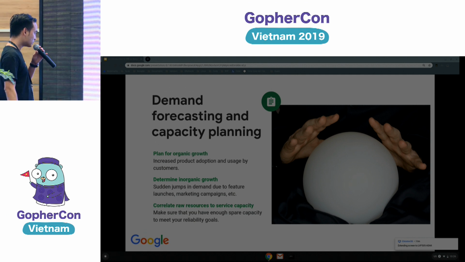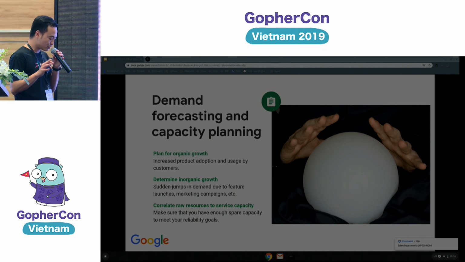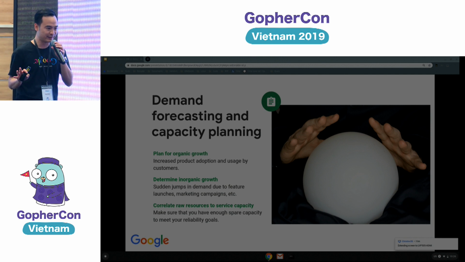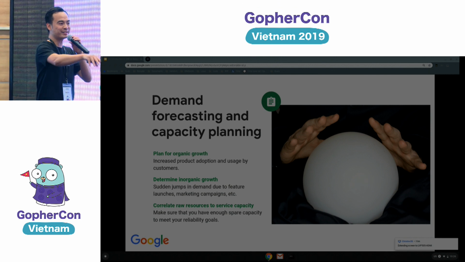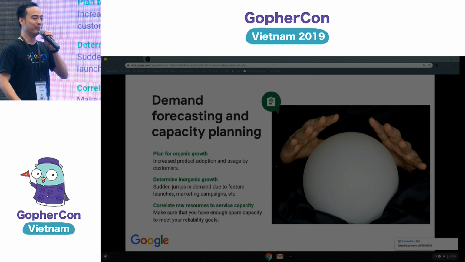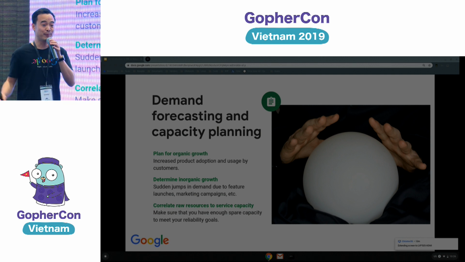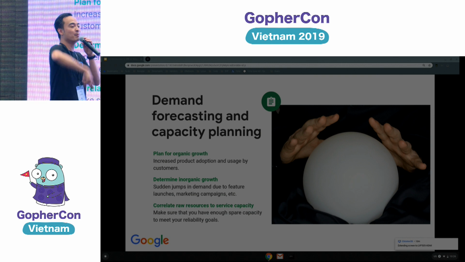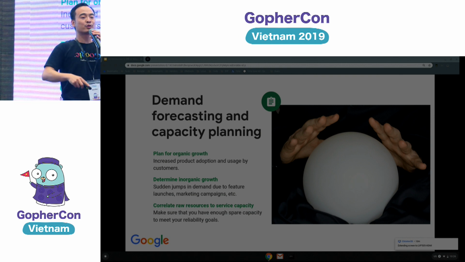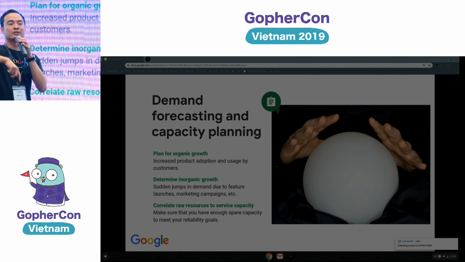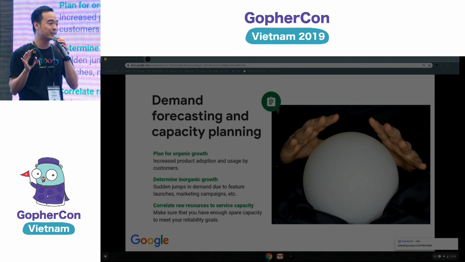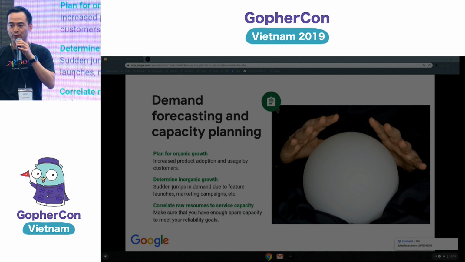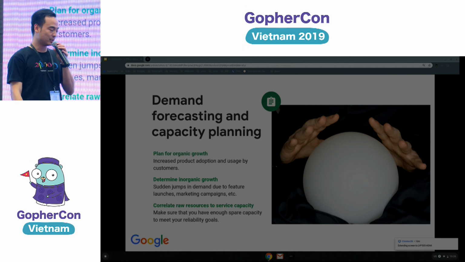We will also have some inorganic growth. For example, when you release some very fancy feature, people love that. Say, using this app, I find a new girlfriend or boyfriend immediately in 2 days. Then people start jumping in, and boom, your total active users just jump. So before you release new features, you also need to sit down with your product manager to plan for that as well.